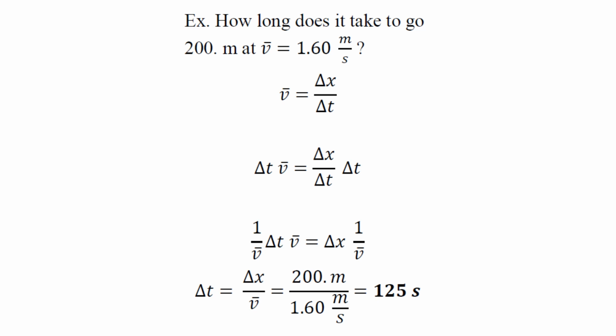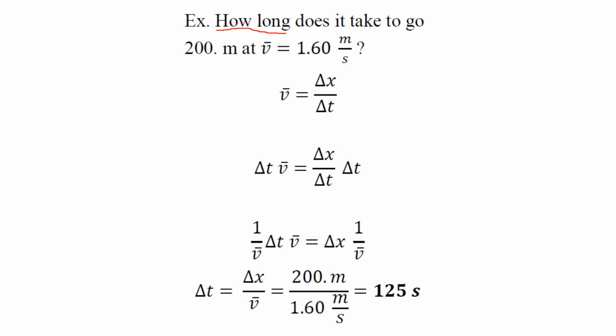And in the first example, we're just going to look at the definition of average velocity. So the question is, how long does it take to go 200 meters at an average velocity of 1.6 meters per second? And looking at the problem, you can see what the answer is going to be just from the consideration that how long means an amount of time. And so you should wind up with an answer in seconds.